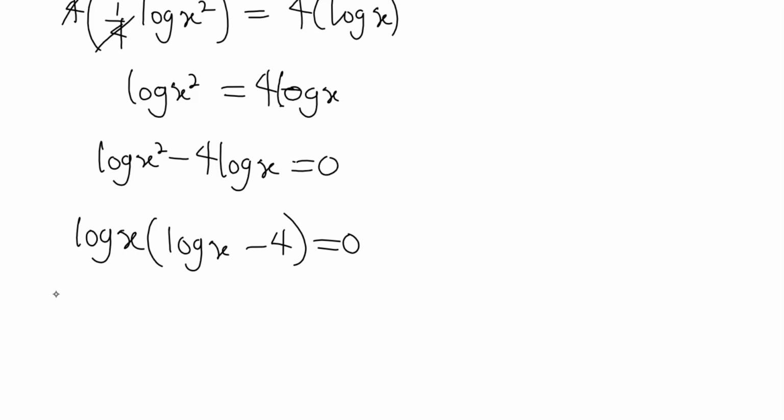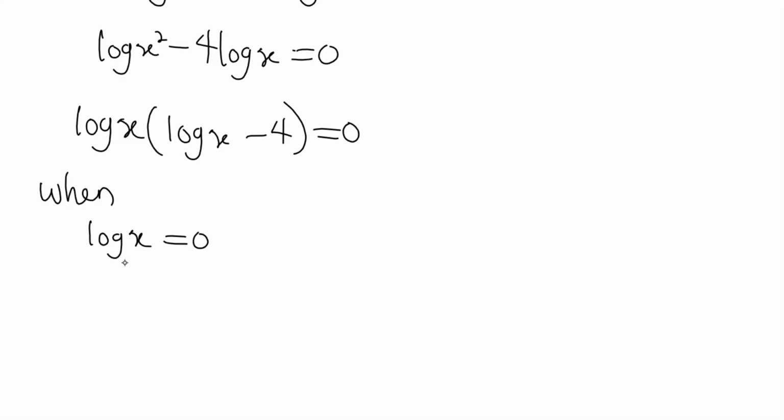So we can see that when log x is equal to 0, then to find the value of x, we must remember that this log has a base of 10. So changing to exponential form, then we have x to be equal to 10 exponent 0, which simply means that our x value here is equal to 1. So this is one of the values of x.